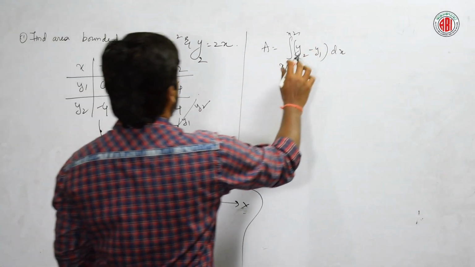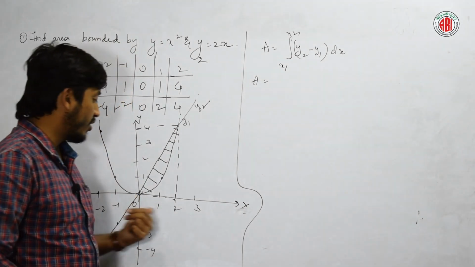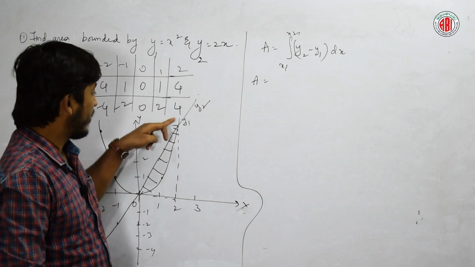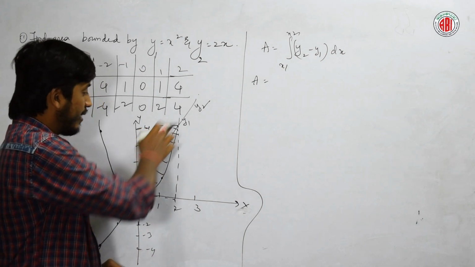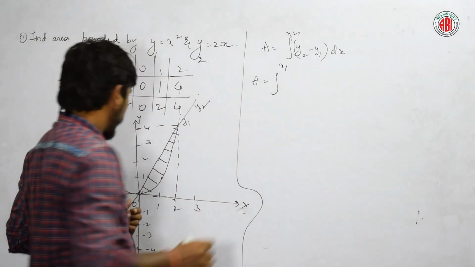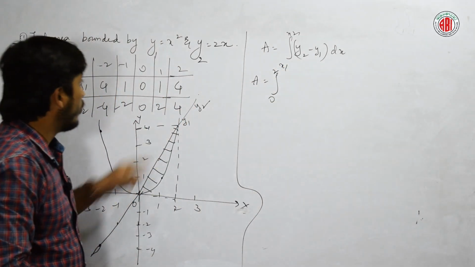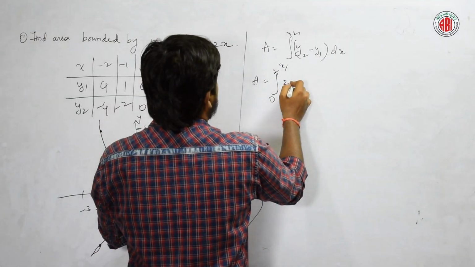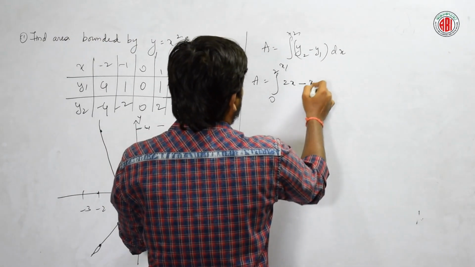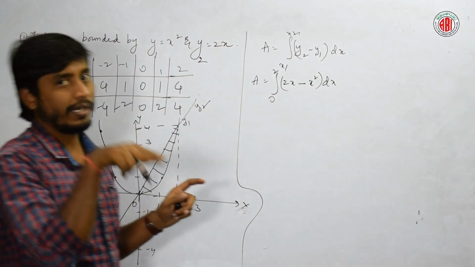First let us find it with respect to x, that is from 0 to 2. Let us do y subtraction, that is, let us subtract the upper one, which is y2, and the below one, which is y1. So let us substitute the integral from 0 to 2. What is y2? Let's say 2x. What is y1? Let's say x square, right?